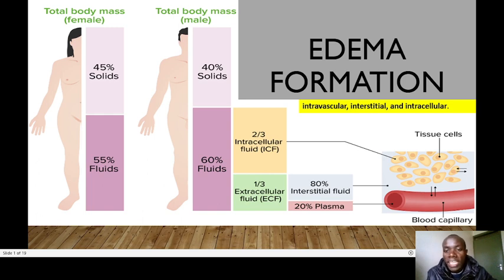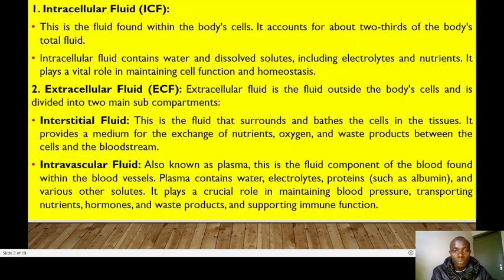Now, on the fluids, they are divided into thirds, where we have two thirds representing intracellular fluid space, whereas a third representing the extracellular fluid space. Okay? So, for the intracellular fluid, this fluid is found within the body cells and it accounts for two-thirds of the body's total fluid. You find that intracellular fluid contains water, dissolved solutes, including electrolytes and nutrients, and it plays a pivotal role in maintaining cellular function and homeostasis.